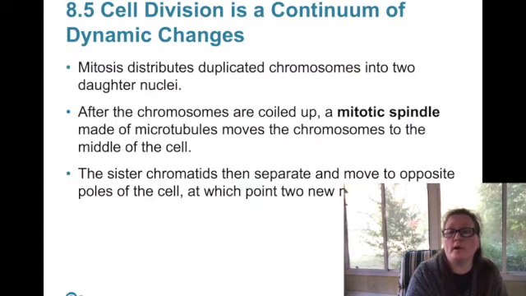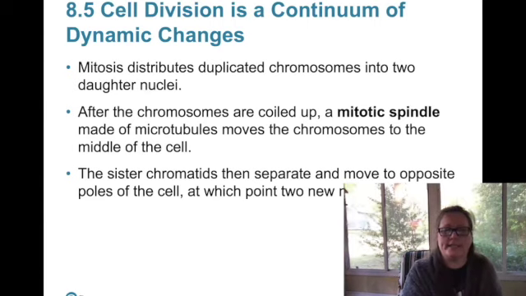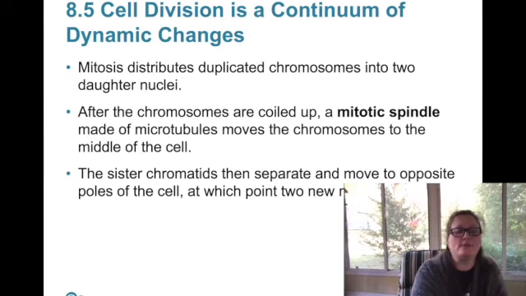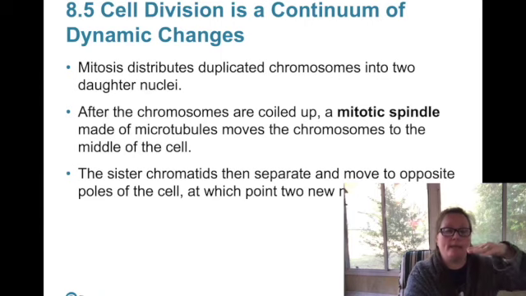After the chromosomes coiled up, remember I talked about how it goes squish and condenses? The mitotic spindle, made of microtubules, moves the chromosomes to the middle of the cell. So that is going to be the M for PMAT.